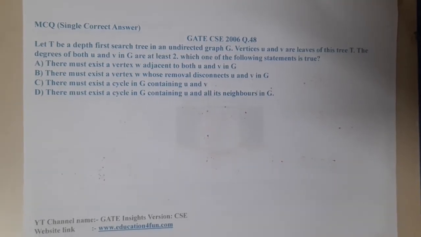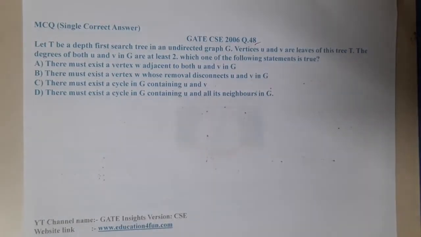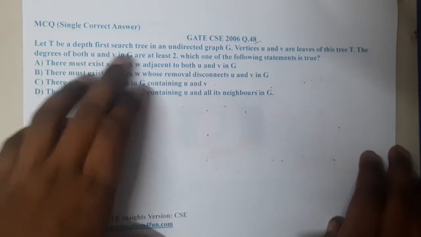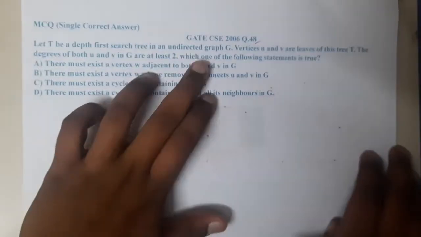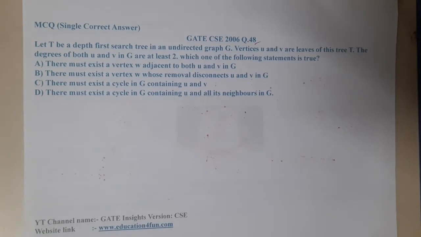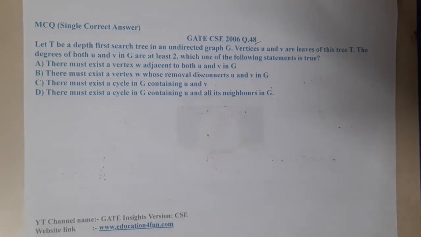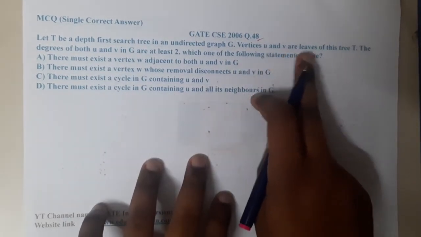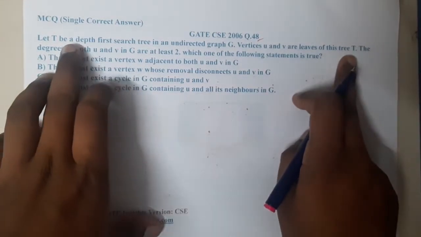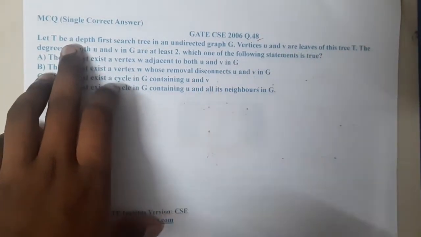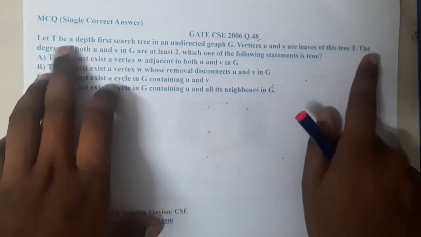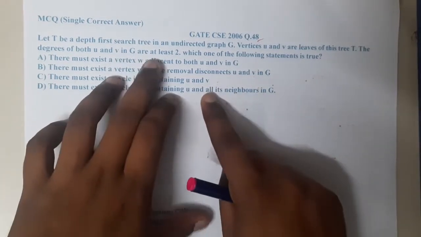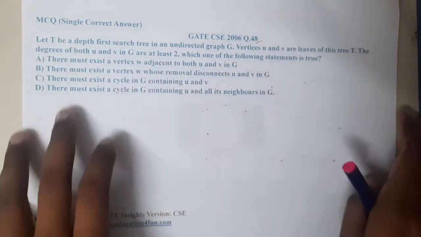In this lecture, let us go through the next question, that is GATE CSE 2006 question 46. The question is: let T be the depth first search tree in an undirected graph G. Here we are taking the depth first search, that is nothing but the tree. Vertices u and v are leaves of this tree. So basically if you assume this as a tree, it is having two leaves, and among them two leaves u and v are selected. The degree of both u and v in the graph G are at least 2. Which one of the following statements is correct?